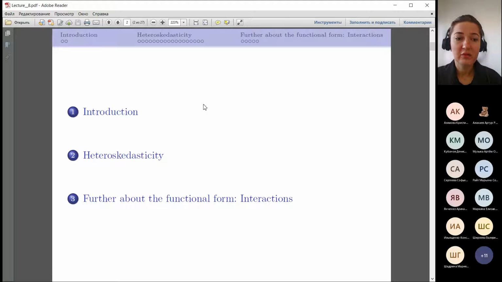Most of the time we are going to discuss the problem of heteroscedasticity, and at the end of our lecture we are going to discuss a new kind of variable for us. We will discuss interaction variables in the context of the functional form of our models. Why do we need such interactions, and how can we interpret them?